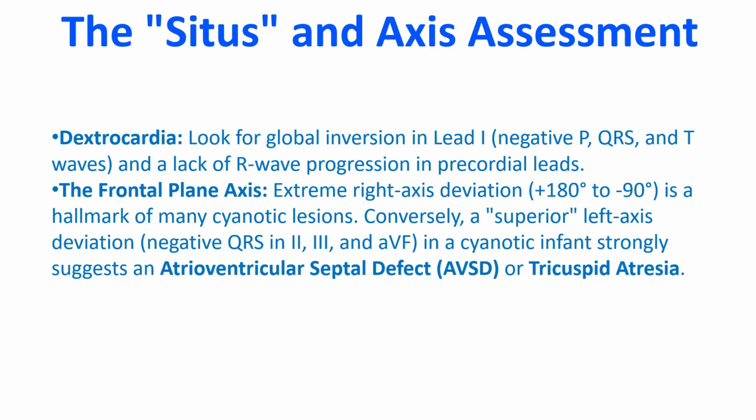Before looking at hypertrophy, you must establish the heart's position and internal arrangement. Dextrocardia: look for global inversion in lead 1, that is negative P, QRS and T waves, and a lack of R wave progression in precordial leads. The frontal plane axis: extreme right axis deviation, plus 180 degrees to minus 90 degrees, is a hallmark of many cyanotic congenital lesions. Conversely, a superior left axis deviation, negative QRS in 2, 3 and aVF, in a cyanotic infant strongly suggests an atrioventricular septal defect or tricuspid atresia.